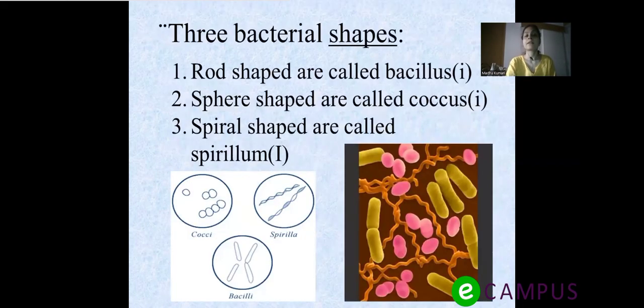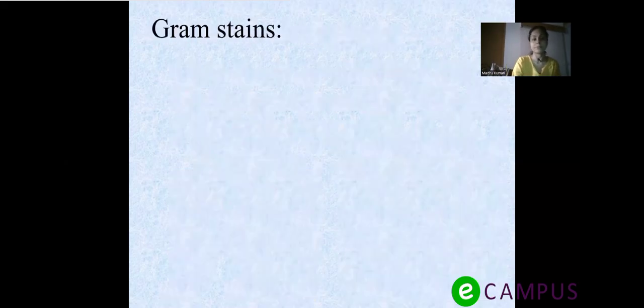There are three bacterial shapes: rod shaped, called bacilli; sphere shaped, called cocci; and spiral shaped, called spirilla. This is the spherical shape, called cocci. This is the spiral shape, spirilla, and this is the rod shape, a bacillus. So there are three types of bacterial shape: rod shaped, sphere shaped, and spiral shaped.